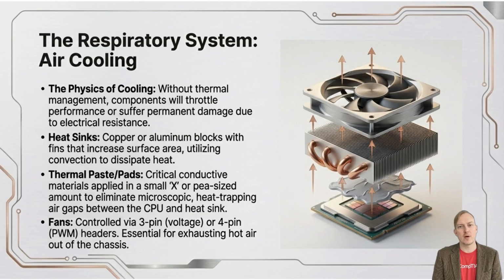All of this power generates massive heat, bringing us to the respiratory system, air cooling. Without cooling, parts will throttle performance or suffer permanent damage. We use heat sinks, metal blocks with fins, to dissipate heat via convection. To make that transfer efficient, we apply thermal paste to completely eliminate microscopic heat-trapping air gaps between the CPU and the heatsink. Finally, 3-pin or 4-pin PWM fans actively exhaust the hot air out of the chassis.